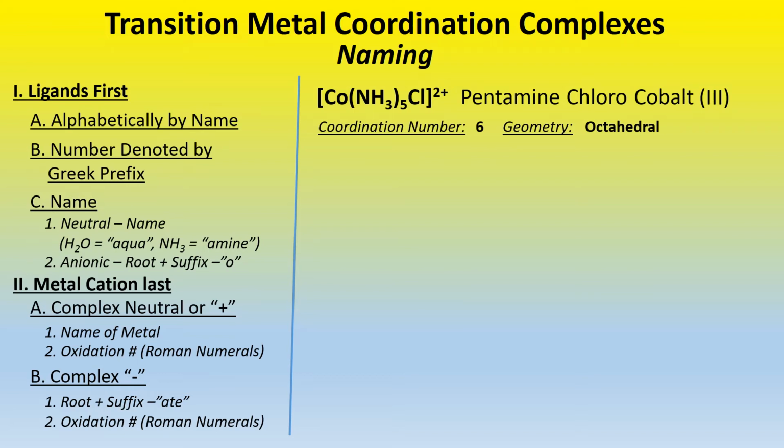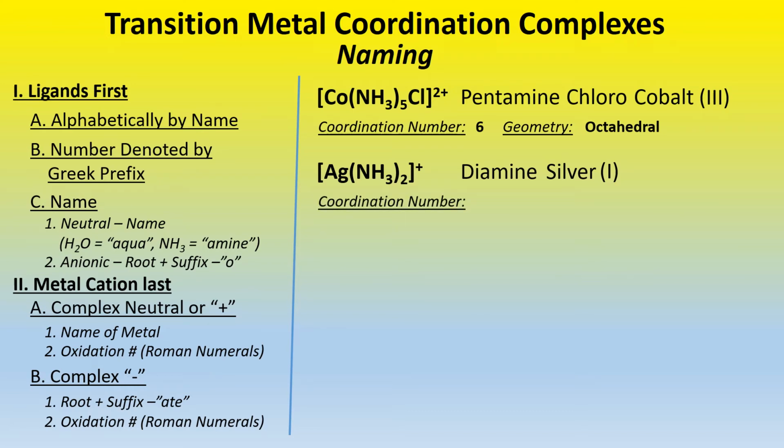Moving on to the first complex we saw, Ag(NH3)2+. There are two NH3s, which makes it a diamine. Ag is silver. Ammonia has no charge. The complex is a +1, so the name is diamine silver 1. As there are 2 ammonias, and these are not exceptions, that gives you a coordination number of 2, which leads to a geometry to separate the ammonias that is linear.